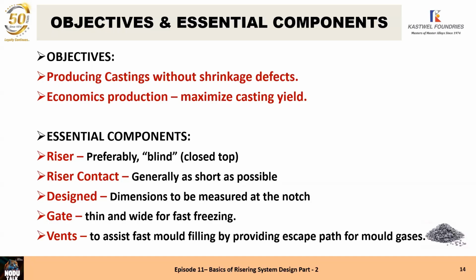Vents: these are provided in the mold to assist fast mold filling, because there are a lot of mold gases. Vents have to be provided to assist fast mold filling by providing an escape path for the mold gases. So these are the essential components: blind riser, riser contact as short as possible, design dimensions to be measured at the notch, gates should be wide and thin for fast freezing, and vents to help in reducing the back pressure of the mold gases during the pouring operation, so that the mold can be filled fast. So vents are to reduce the back pressure of the mold gases.